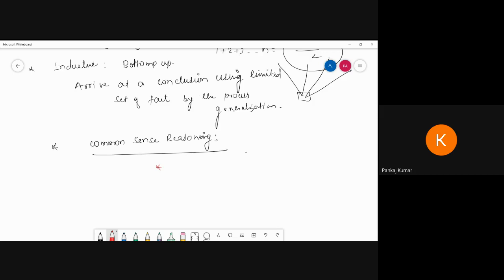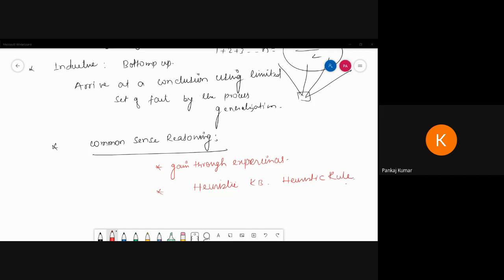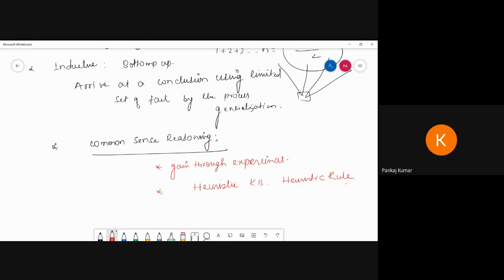We can write here: gained through experiences. Okay, so what do we have to write here? Heuristic knowledge or heuristic rule. Heuristic knowledge, or we can say a heuristic rule. Okay, so these two things are in common sense. I hope this is clear for you.